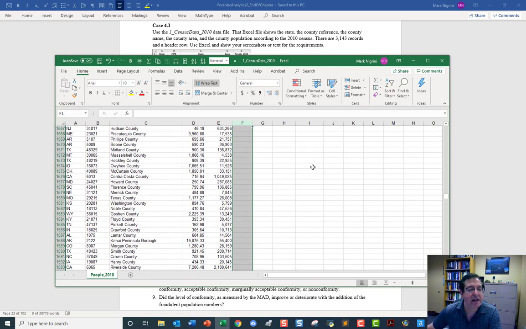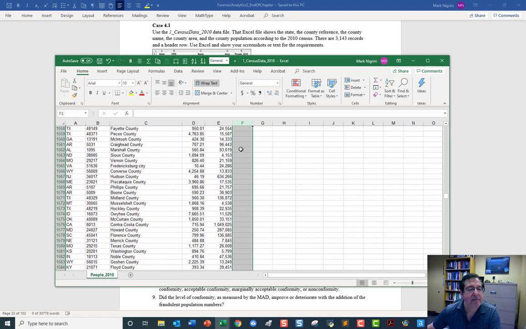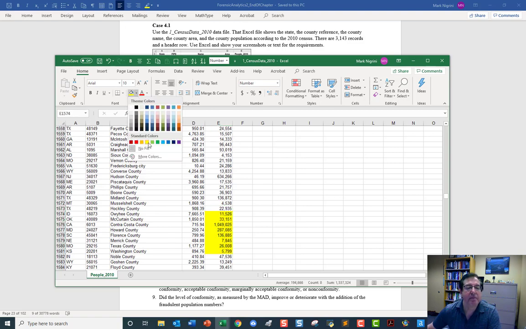I could have used F5. 1572, which would be on row 1573 because there's a header row. So this would be it. This would be the new sample. What I'm just going to do is color that yellow, knowing that the second sample starts there. This is the first sample, 1572 rows.